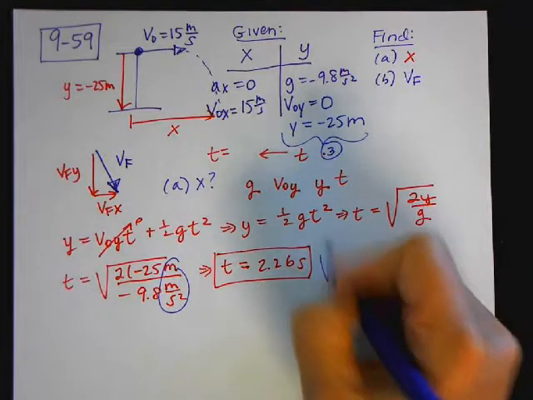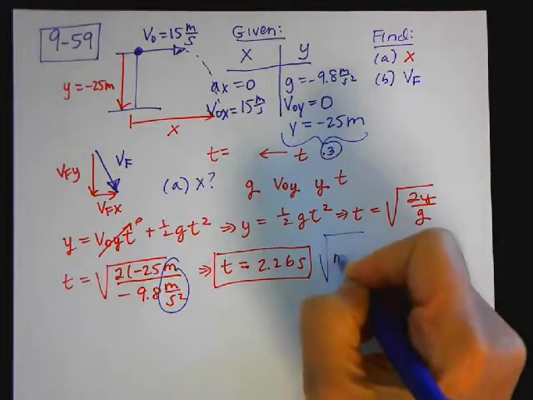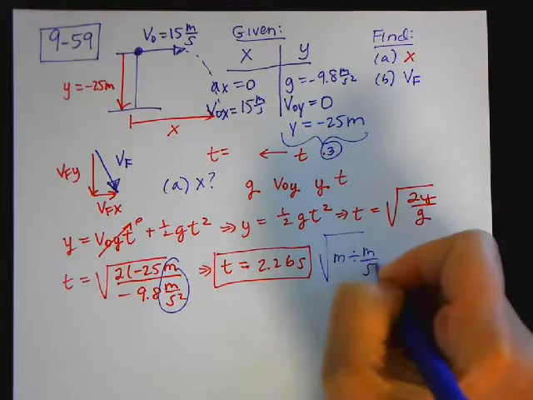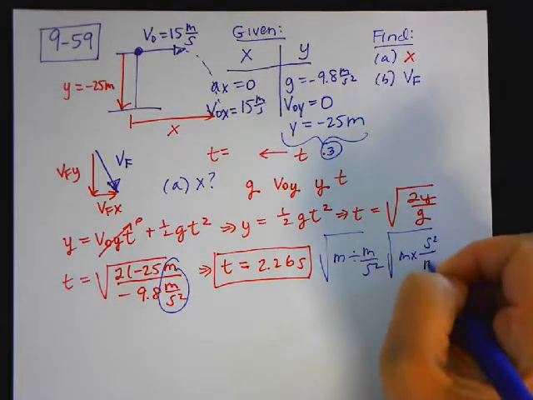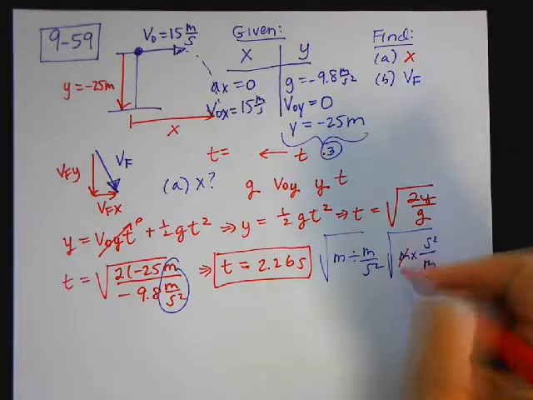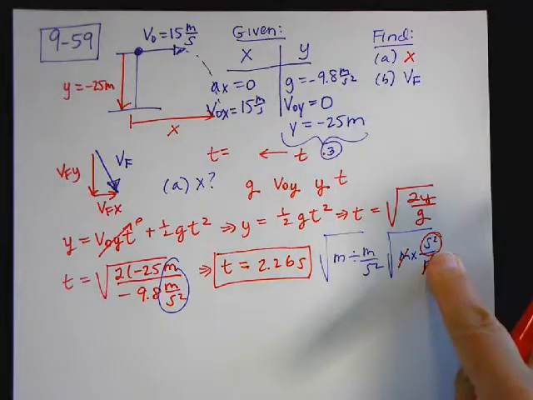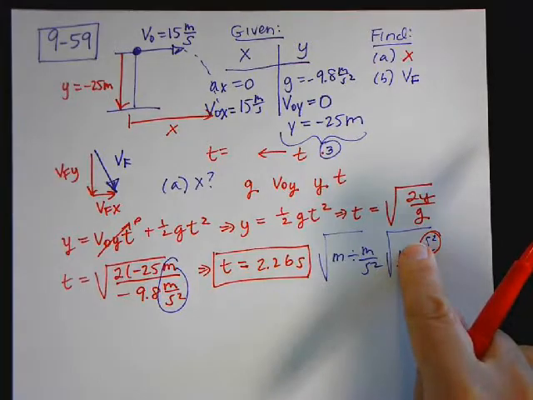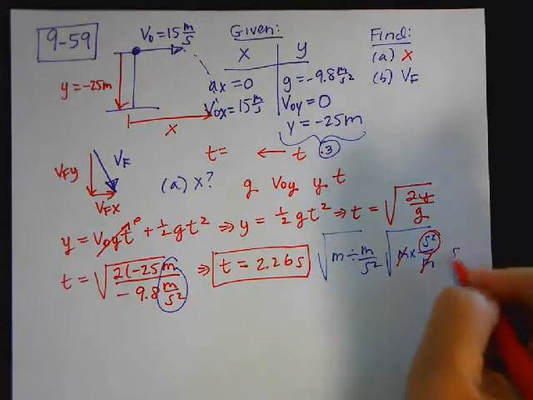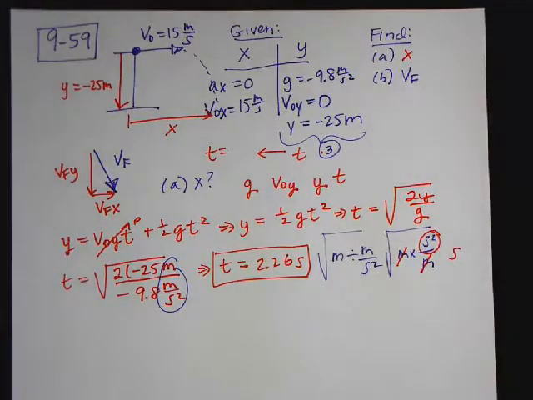So underneath the radical, I have a meter divided by a meter per second squared, which is a meter times a second squared over a meter. So this meter cancels with that, and I end up with second squared under the radical. So when I take the square root of the number, I take the square root of the unit, and I end up with seconds, which is the correct unit for time.